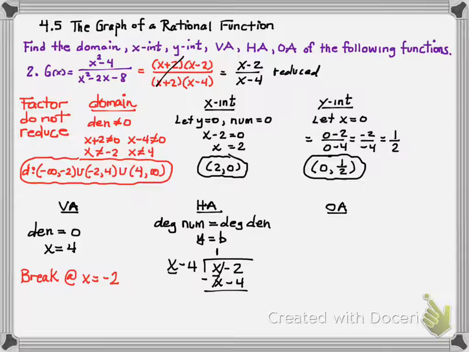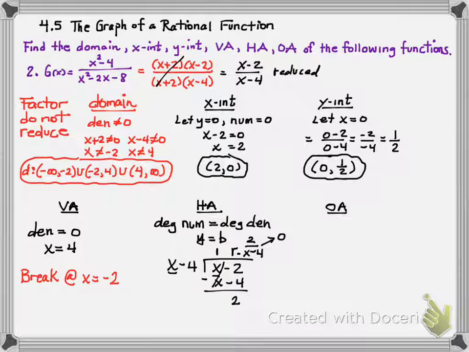Negative 2 minus negative 4 is like negative 2 plus 4, and that gives you a positive 2. And we're done with that. So our remainder is 2 over x minus 4. And as x goes to infinity, this fraction goes to 0, and we don't have to worry about that.